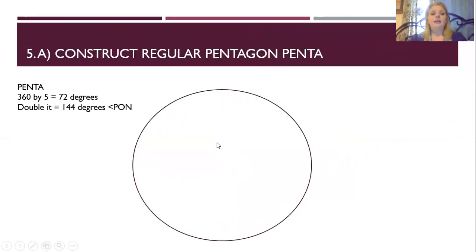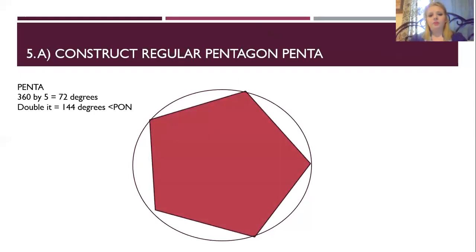Okay, next it says construct a regular pentagon PENTA. So here's our pentagon, and here's PENTA. What it wants us to do is figure out the interior angles and the whole angle of this PENTA, and we're going to use that for the next few, 5-point B, 5-point C, and 5-point D, okay, to understand that. But first we're going to break this down.